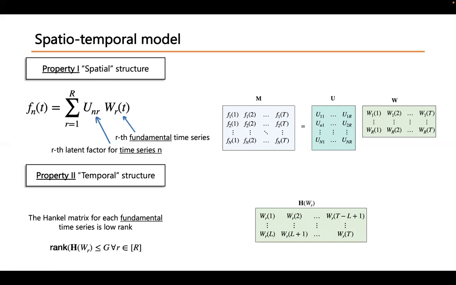Now, this is just a low rank model that people study all the time in, say, matrix completion. But say now we also want to capture the temporal structure in the data. The way we do that is to say that w_rt, that matrix, if you look at its Hankel matrix, that is low rank, and in particular has rank less than G. So the f_nt by itself, to capture spatial structure, we assume it has a rank R representation. And then the Hankel matrix induced by just the time series factor has a rank G approximation.